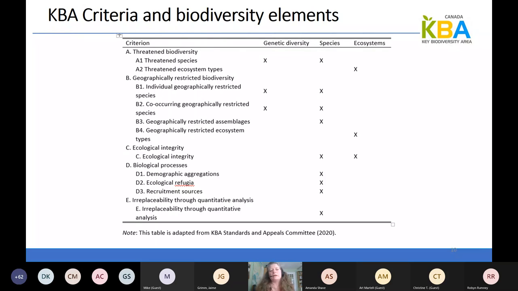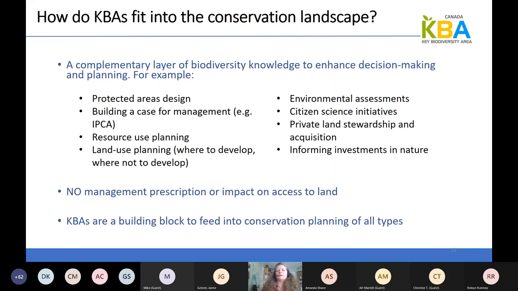When the criteria were set up, and this is a little bit of a deeper dive into the criteria and sub-criteria, it was deliberate that they would take care of the three broader elements of biodiversity: genetic diversity, species, and ecosystems. While many of the criteria are focused on species, we have a number that are focused on ecosystems as well, including threatened ones, endemic ones, and so on, very relevant for Canada. And then a few that also take into account genetic diversity.